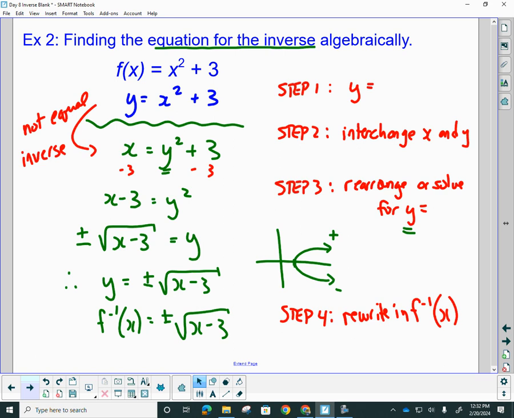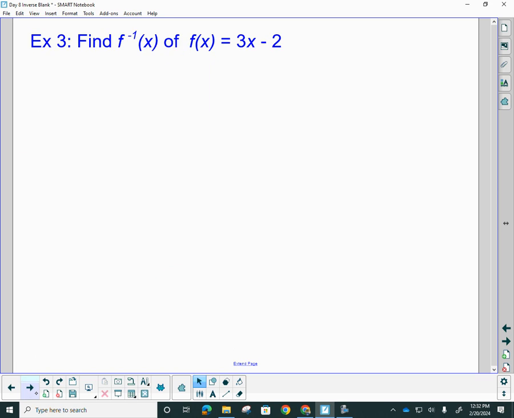All right, let's try and find the inverse of another function algebraically. So here's example 3. Let's find the inverse of this linear function now, 3x minus 2. And we're going to do it algebraically.